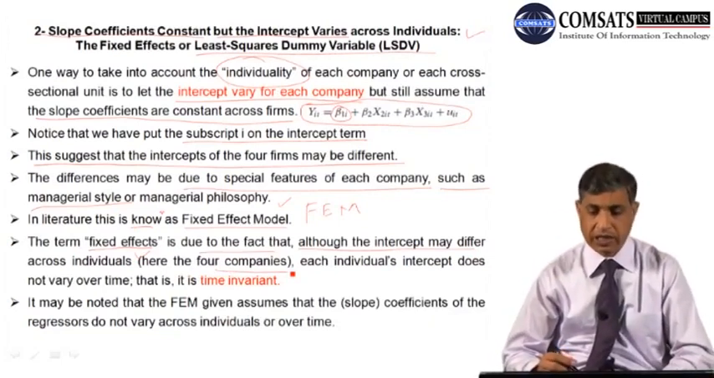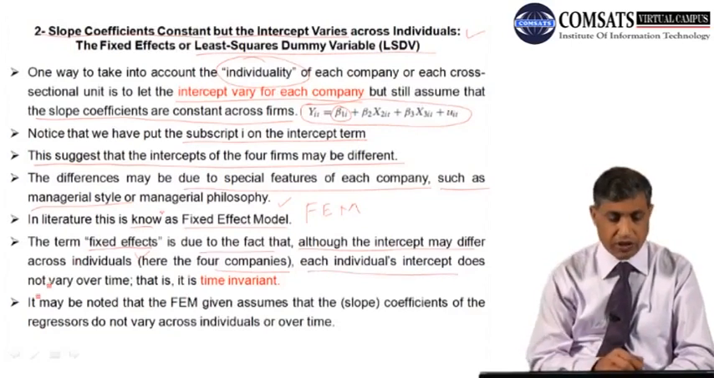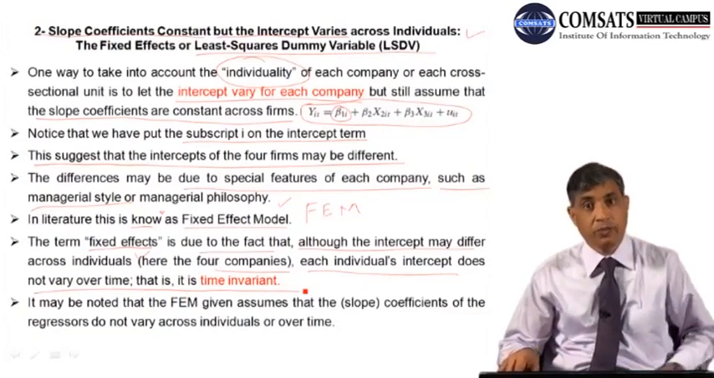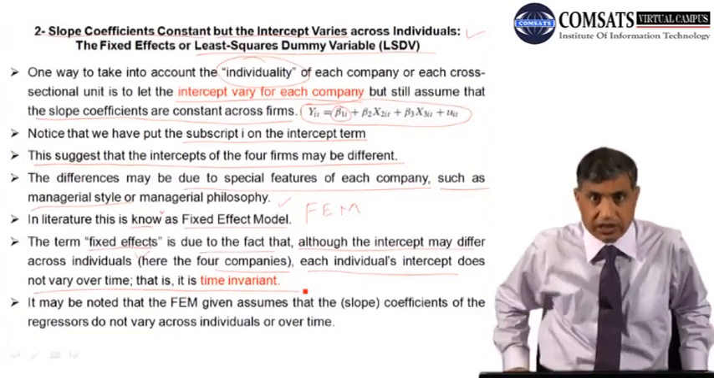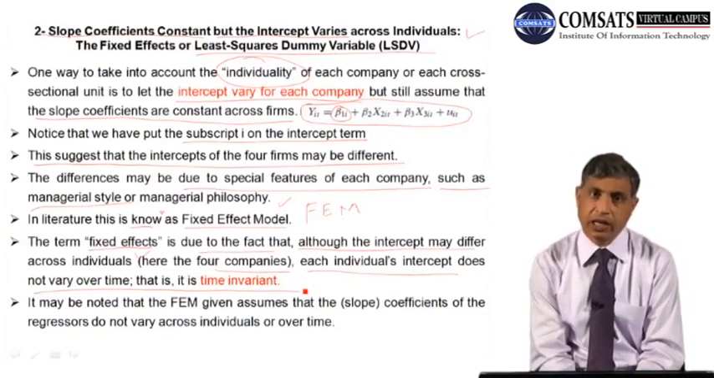There are four companies. Each individual's intercept does not vary over time; that is, it is time invariant. It is the same thing I was saying since the beginning of the fixed effect model.